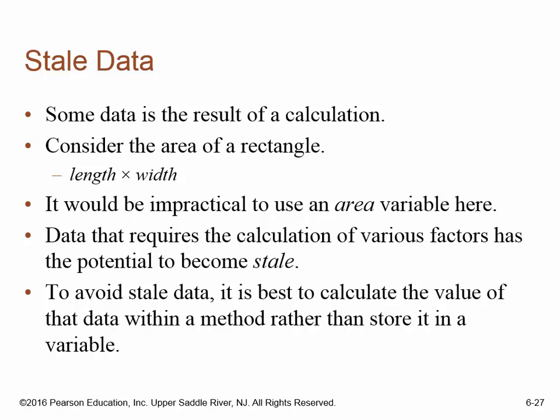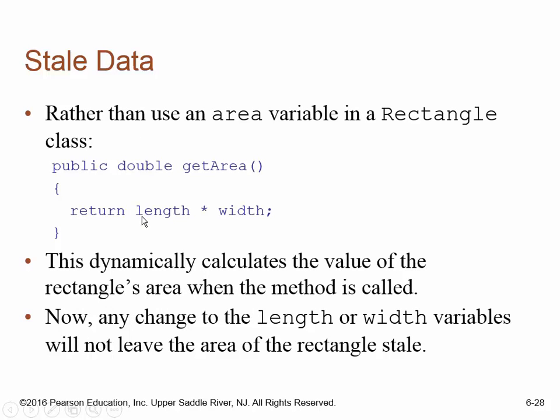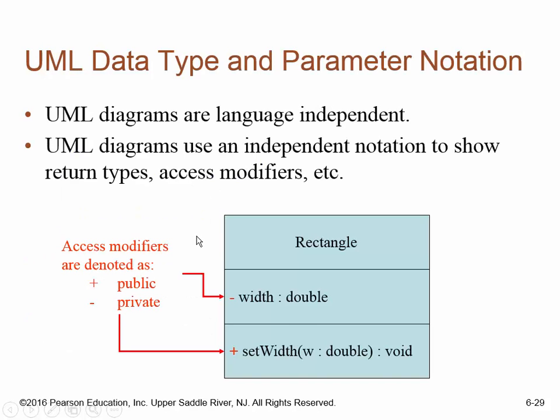We're not creating a variable called area. We're just returning the length times the width. And as mentioned at the bottom here, to avoid stale data, it's best to calculate the value of that data within the method rather than store it within a variable. So that's what we've done. Now, anytime you change the length or the width variables, the area will be updated immediately as soon as you call get area, so you won't have that stale data.